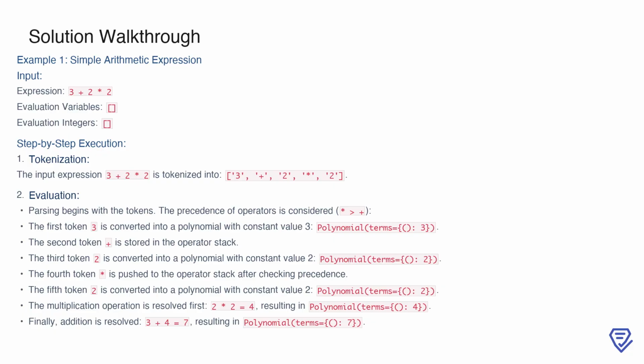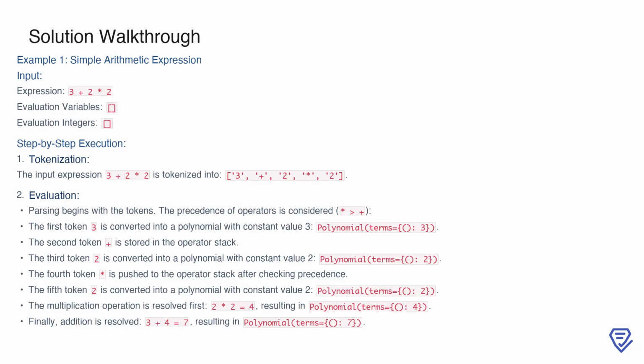To start, let's consider a simple arithmetic expression, 3 plus 2 * 2. The first step is tokenization, where we break down the expression into individual components: 3, plus, 2, *, 2. Next, we evaluate the expression. We follow operator precedence, where multiplication has higher precedence than addition.